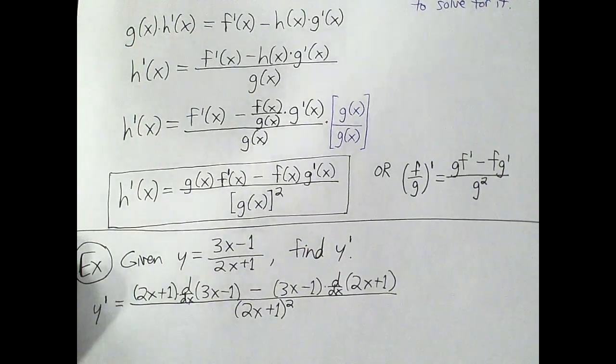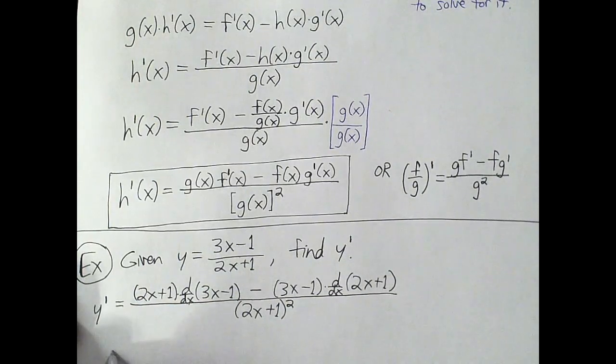And I've added parentheses where I think they would help to group things together. But if you compare this with the quotient rule formula, we have all the correct pieces in the correct place. So look at what we still have to do. We have a d/dx of 3x minus 1. That's a simple derivative. We can do that. And we have a d/dx of 2x plus 1. That's a simple derivative. We can do that.